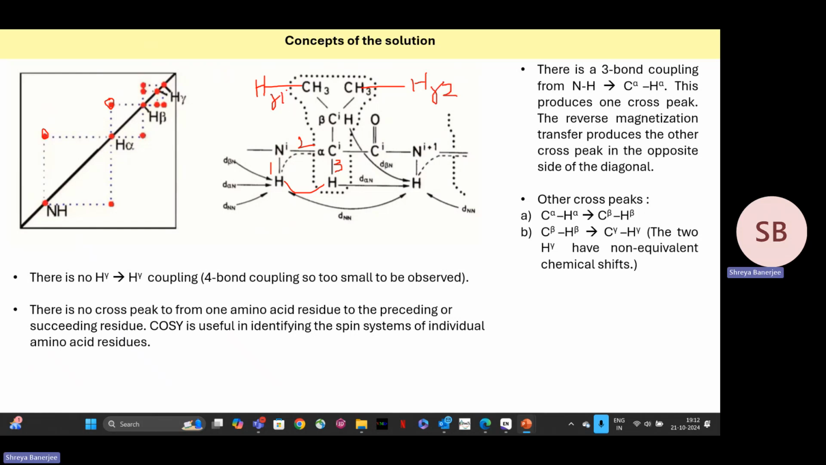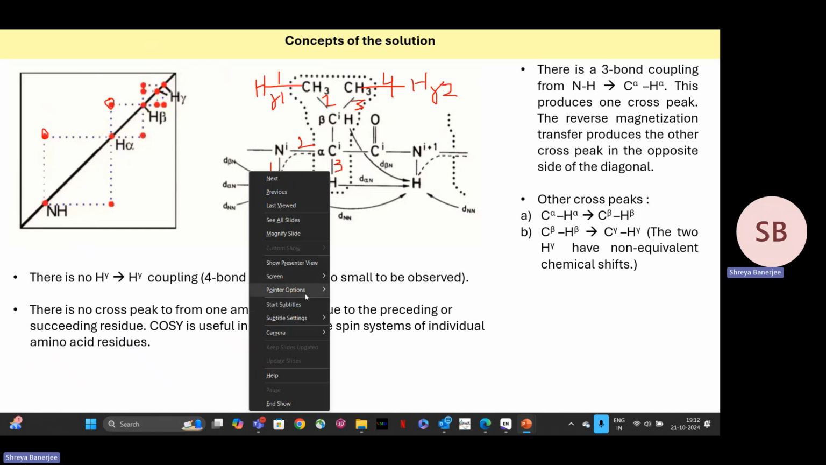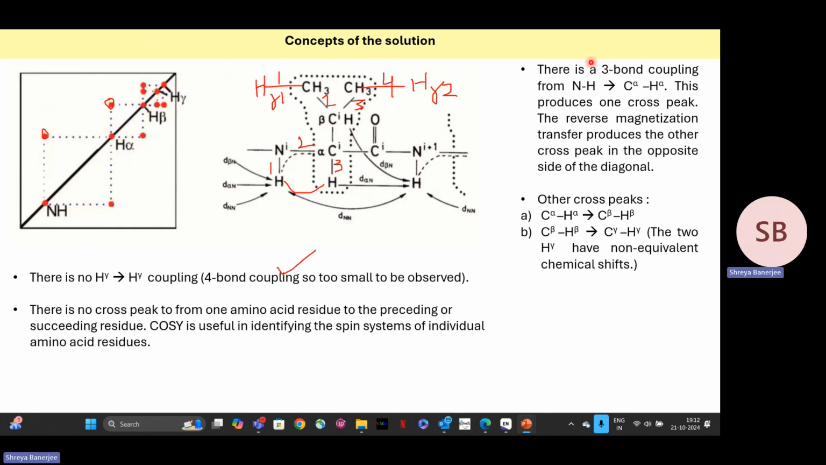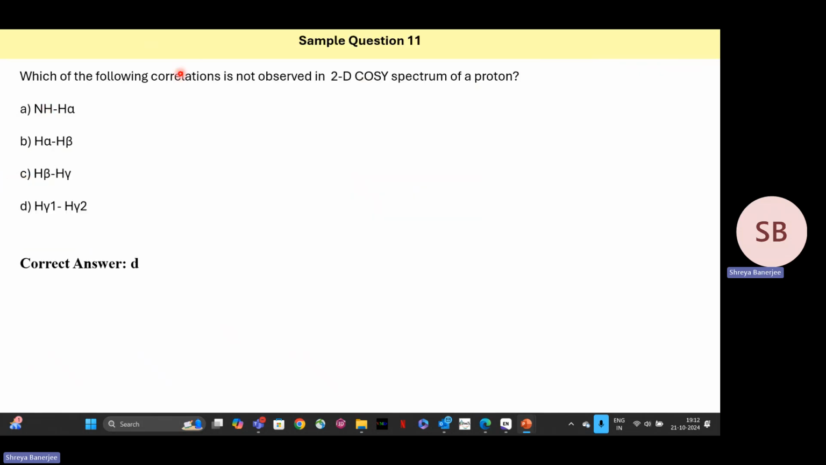And how many bonds are there in between? 1, 2, 3, and 4. So 4-bond coupling is very small and you cannot observe it on the COSY spectra. So COSY spectra will only give you 3-bond couplings, and that is what the question is asking. So which of the correlations is not observed?